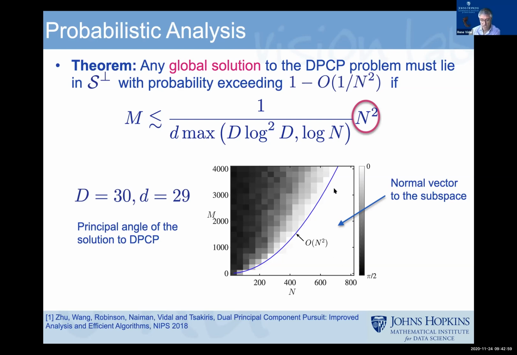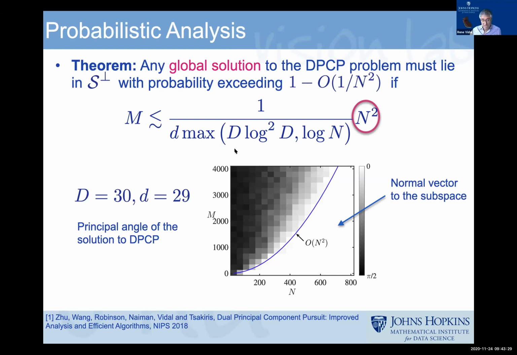And this is illustrated with this plot here at the bottom, where again, the x-axis is the number of inliers. The y-axis is the number of outliers. White means success, meaning that the global optimum is equal to the true normal, and black means failure. You can see the number of inliers is ranging from 0 to 800, but the number of outliers is growing much, much faster here. And the curve has the quadratic shape as predicted by the theorem.